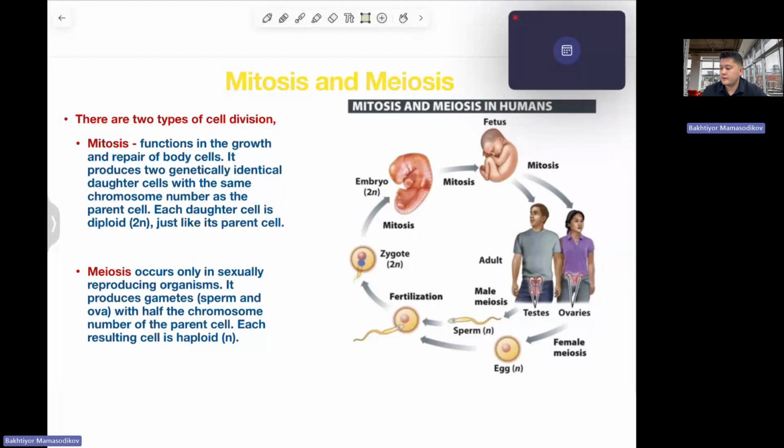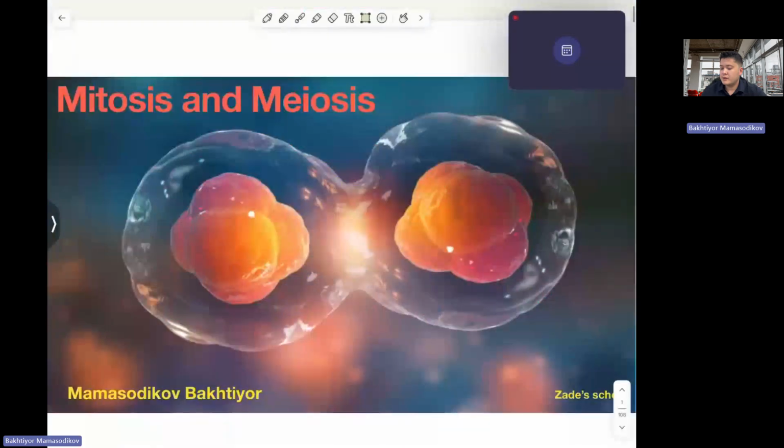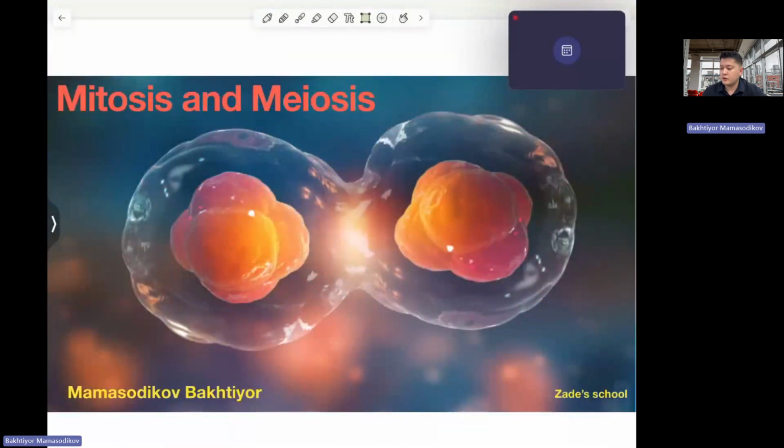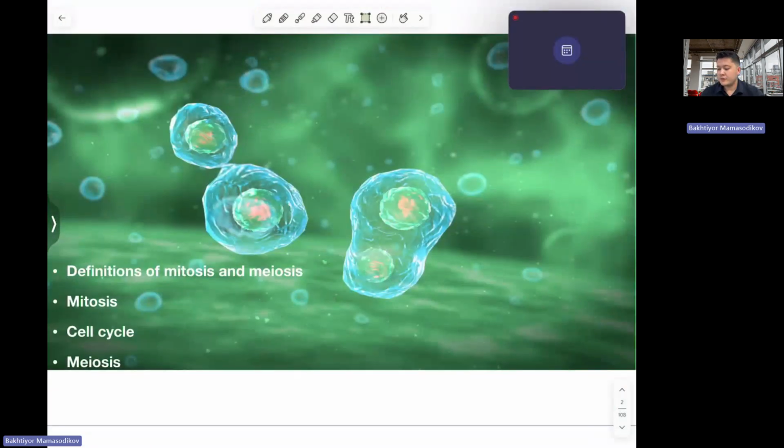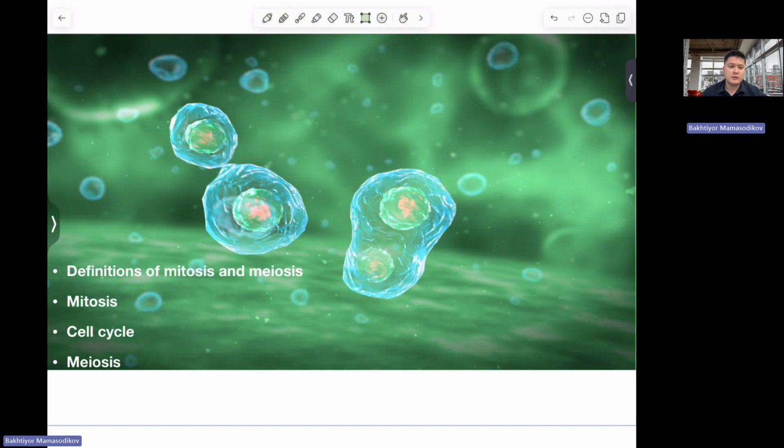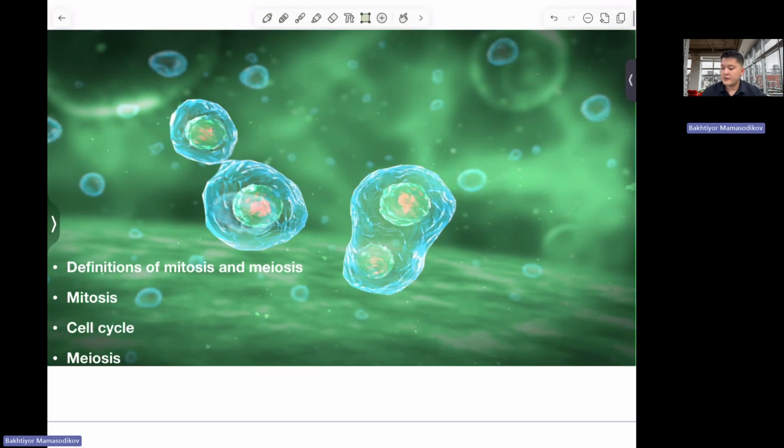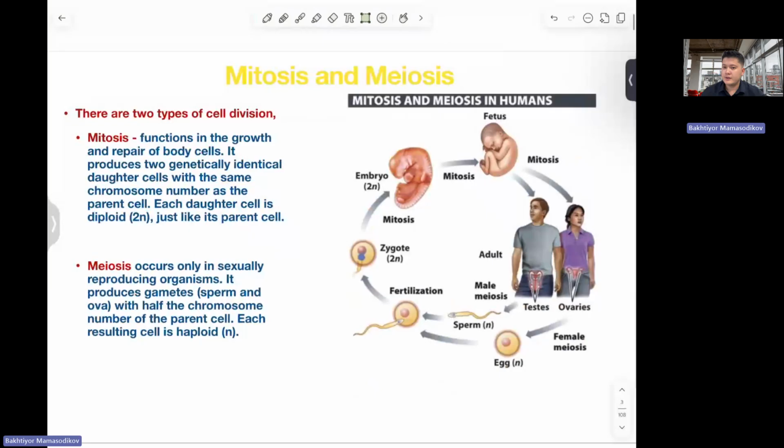So let me share the screen now. This is the mitosis and meiosis slide. We're only going to talk about mitosis in this lecture. We will cover the definitions of mitosis and meiosis, then mitosis and the cell cycle, and we will focus on meiosis later. So what is mitosis?